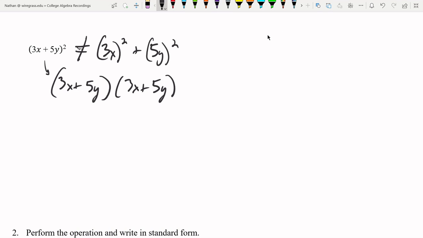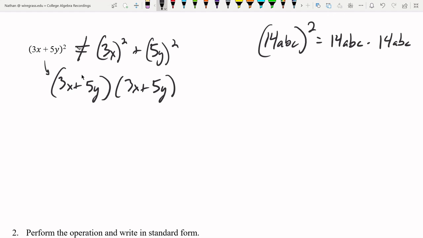If I had 14abc squared, this is the same thing as 14abc times 14abc. That's the meaning of the square, or any power. You multiply it by itself that many times, in this case 2. So we're going to multiply 3x plus 5y by itself, multiply by itself 2 times.